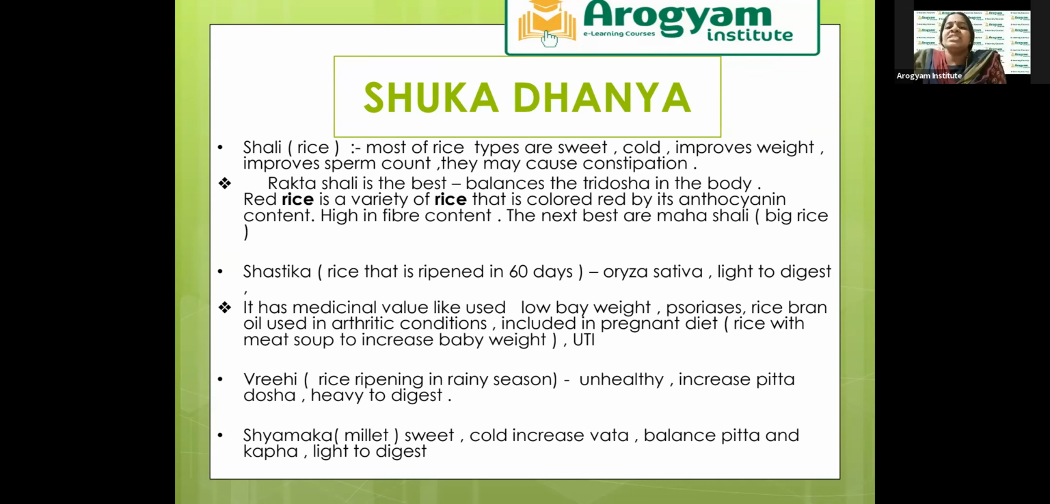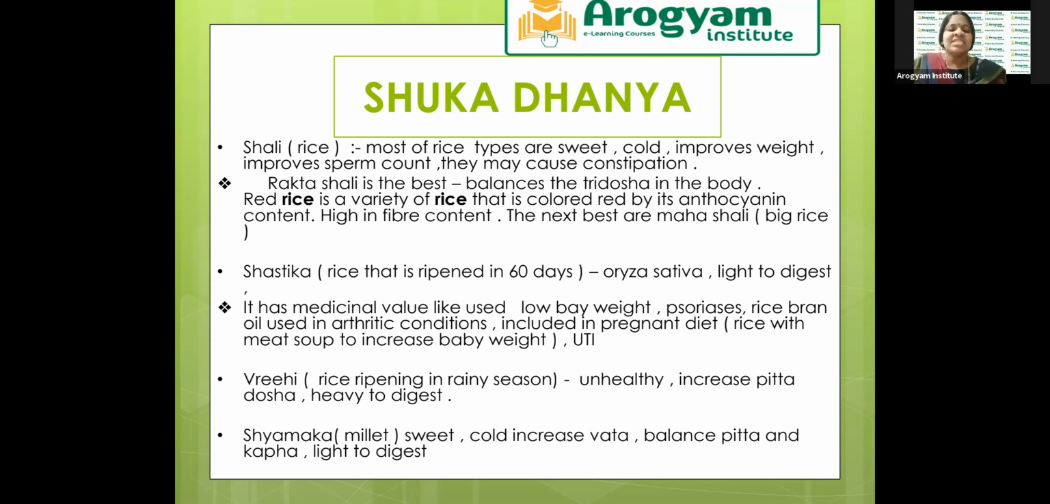Shashtika type of rice is that which ripens in 60 days, Oryza sativa, light to digest. It has medicinal value like used for low birth weight, low baby weight, psoriasis. Rice bran oil used in arthritic conditions, included in pregnant diet. Rice with meat soup is helpful for increasing baby weight. Vrihi is another variety of rice which ripens in rainy season, and it is not so healthy because it increases pitta dosha and it is heavy for digestion.